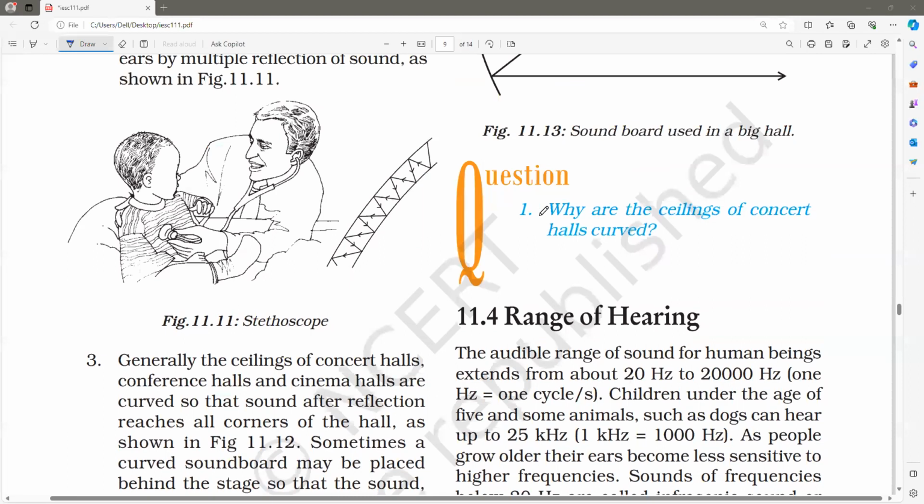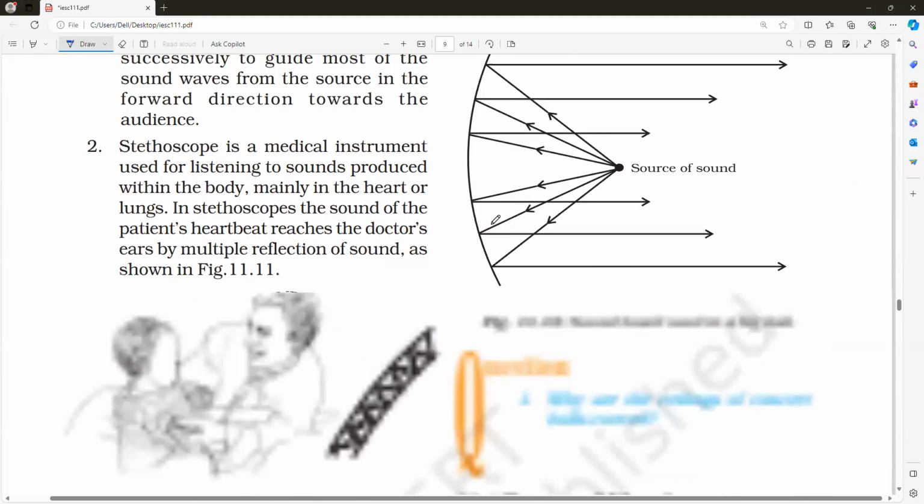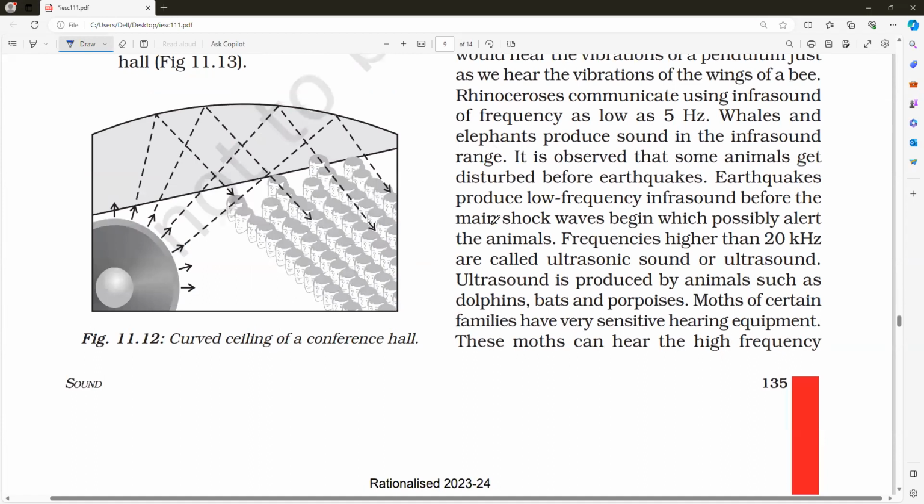Next. Why are the ceilings of concert halls curved? I already taught you this. So that the echo will be avoided? No, the echo is not the reason. The reason is to make the sound even for everybody. The sounds produced are reflected evenly to all the audience throughout the auditorium. That is the reason.